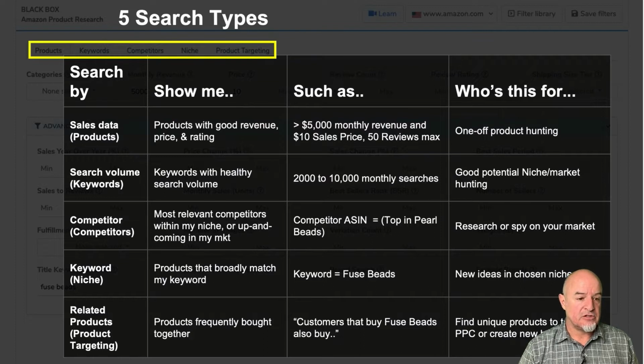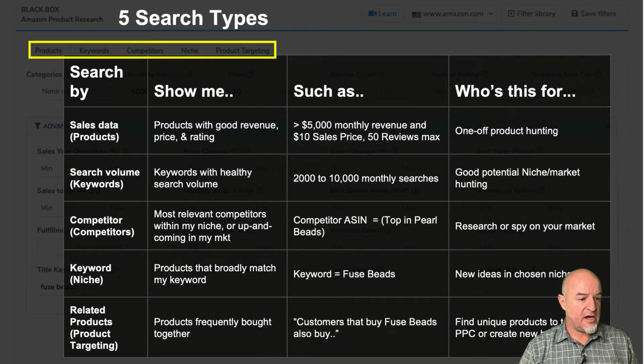Okay, so you could search, like, give me all in the arts, crafts, and sewing category any product, any keyword that has between 2,000 and 10,000 monthly searches. Okay, so I'm going to go into a live demo on this pretty quick. Real quick, the next tab is the third one there, the competitors tab.